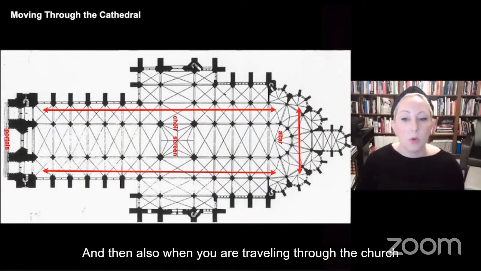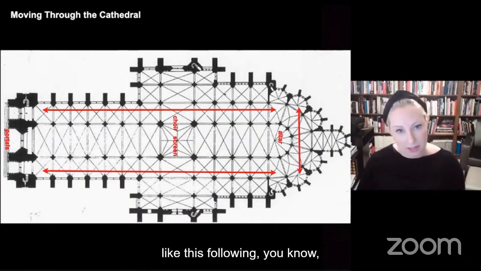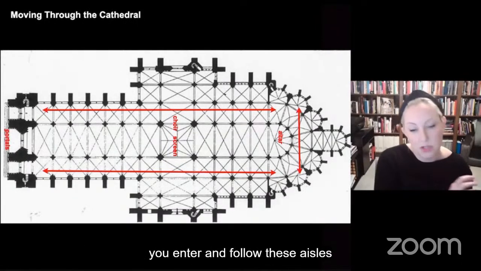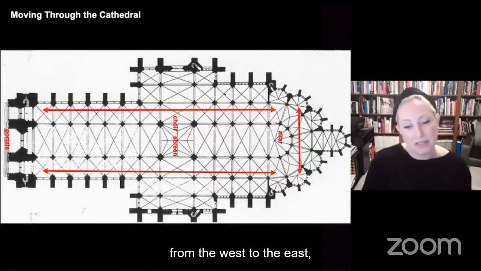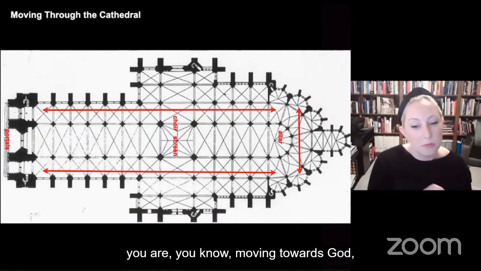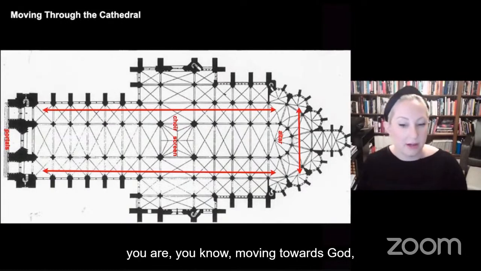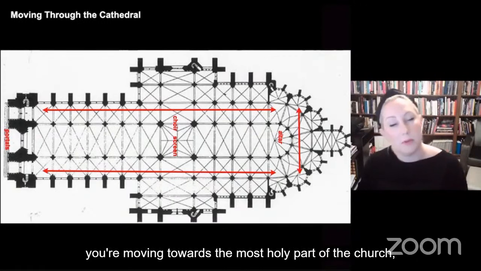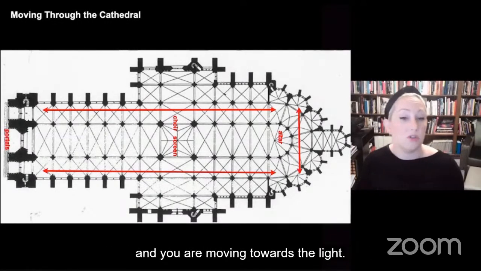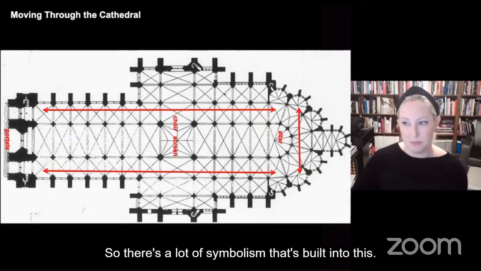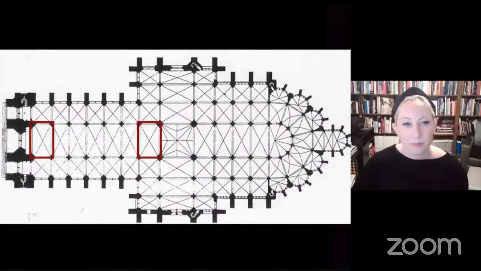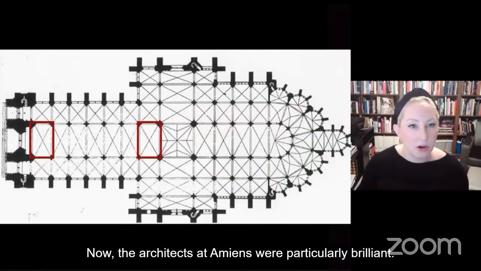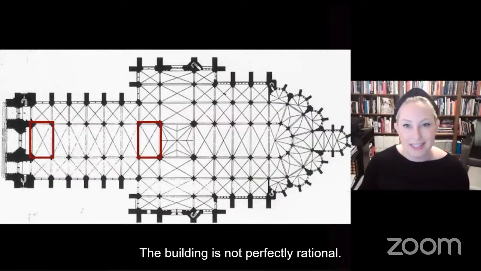And then also, when you are traveling through the church like this, you enter and follow these aisles from the west to the east, you are moving towards God, you are moving towards the altarpiece, you're moving towards the most holy part of the church, and you are moving towards the light. So there's a lot of symbolism that's built into this. Now, the architects at Amiens were particularly brilliant. The building is not perfectly rational.